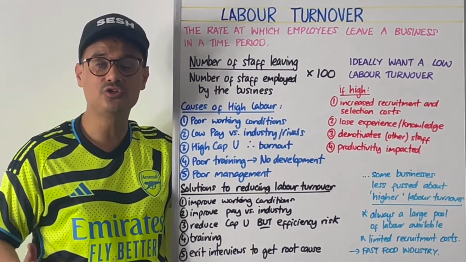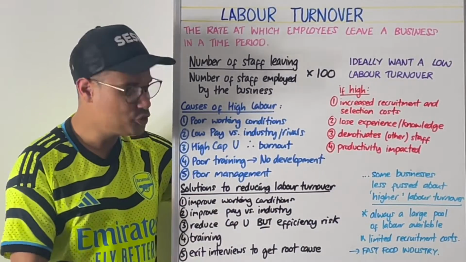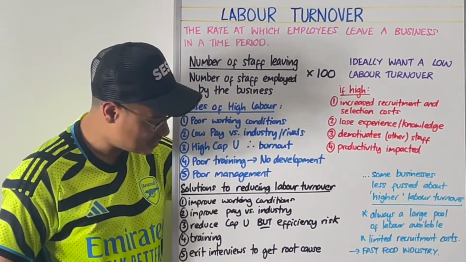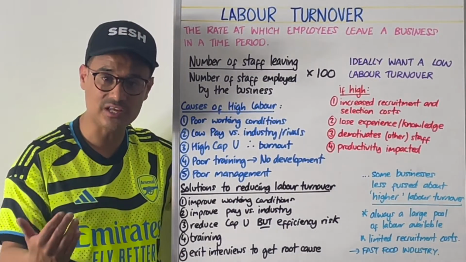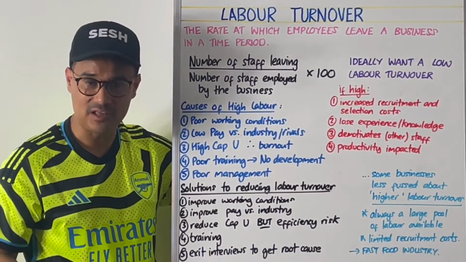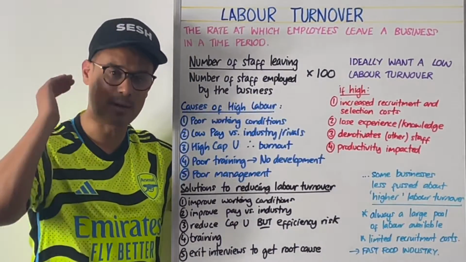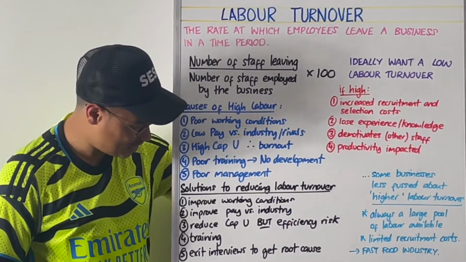Now let's think about the solutions to improving your labour turnover if it's problematic for your organisation. So you could improve your working conditions, you could improve your pay, of course, versus the industry. You could look to reduce your capacity utilisation to a more sustainable number. Obviously, you're going to get a bit more flexibility here, but it might have implications on efficiency, but it depends what we're talking. Are we talking about moving from 100% to 95%? Well, that might be useful for the organisation.